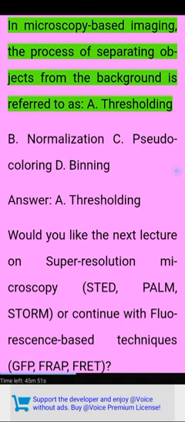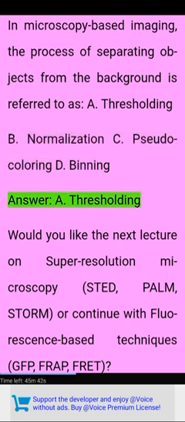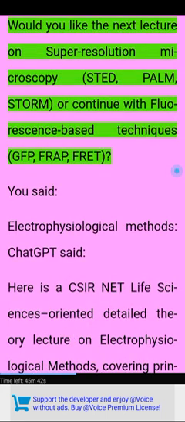CSIR-NET December 2020. In microscopy-based imaging, the process of separating objects from the background is referred to as: A. Thresholding. B. Normalization. C. Pseudocoloring. D. Binning. Answer: A, thresholding.